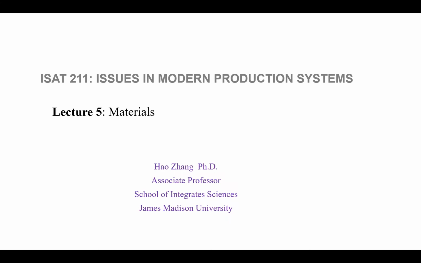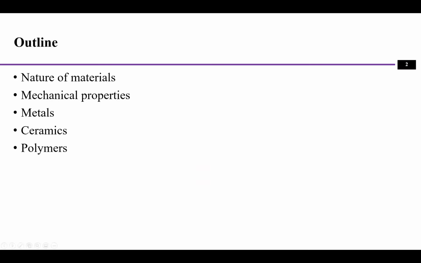Hello. In this lecture, we will talk about materials. This is the outline we're going to cover today. Topics include nature materials, then we'll talk about the mechanical properties of materials. Then we're going to discuss three typical materials: metals, ceramics, and polymers.